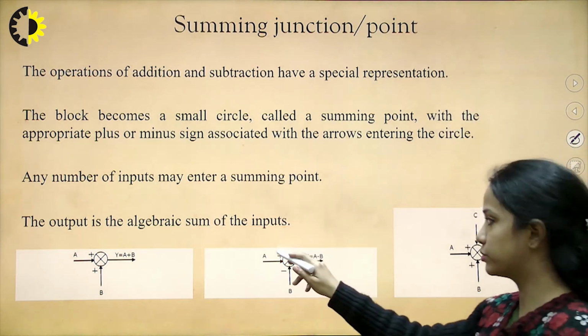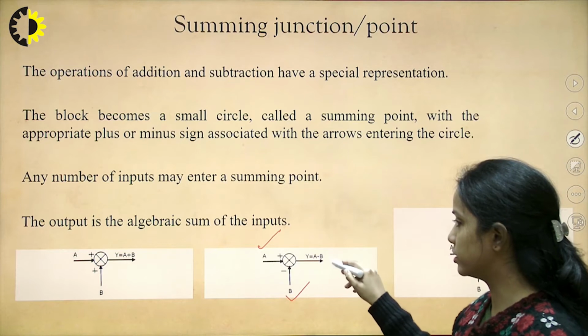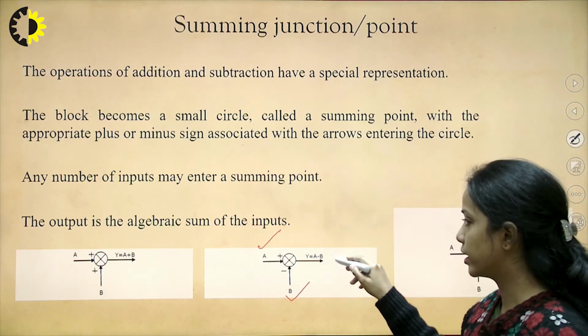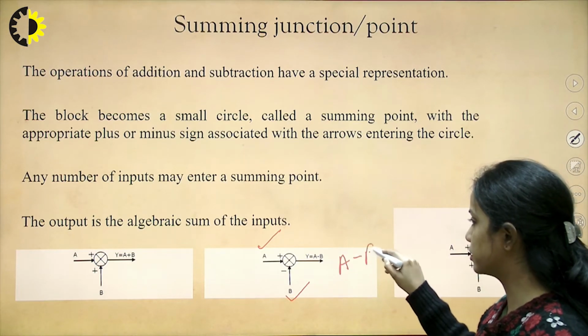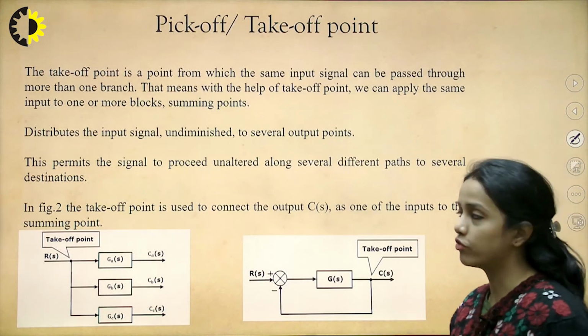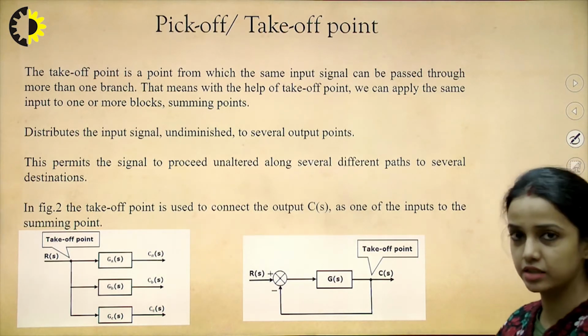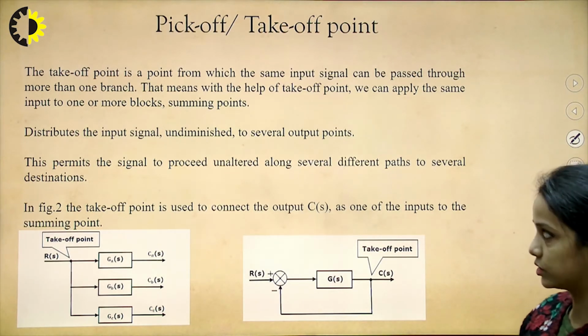Here we have the two inputs A minus B. So we can see that the output is y equals A minus B. Now we are going to study what a pick off or take off point is. We have already studied this, but we will study it specifically for different problems.